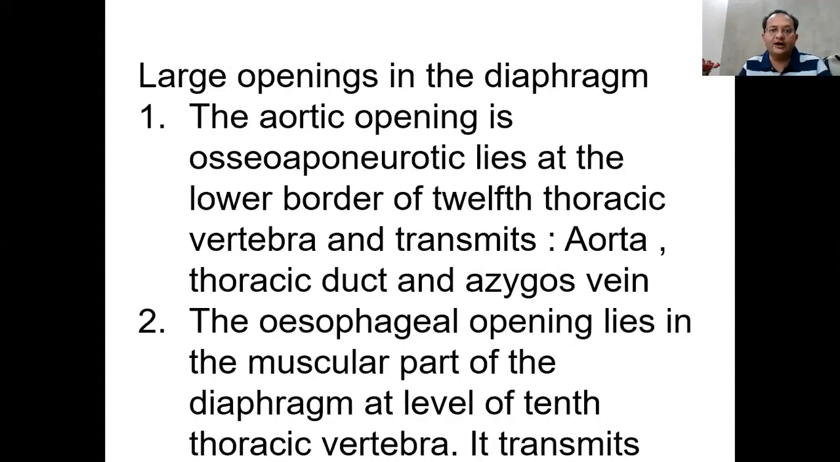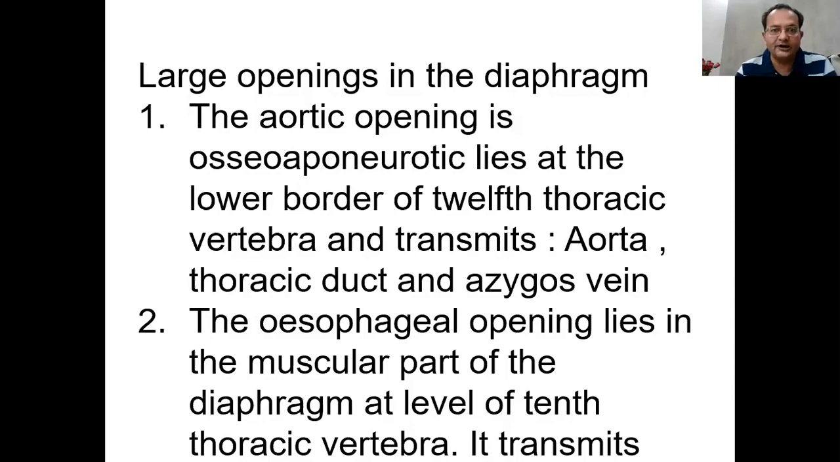Aortic opening is osteoaponeurotic, lies at the lower border of the 12th thoracic vertebra, T12 level. Voice of America: T8, T10 and T12. At the T12 level is the aortic opening, and it also transmits the thoracic duct and azygous vein besides the aorta. Then esophageal opening: it lies in the muscular part of the diaphragm at the level of the 10th thoracic vertebra. Voice of America: T8, T10 and T12. Esophageal opening lies at the level of the T10 thoracic vertebra.